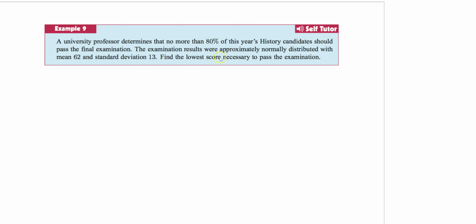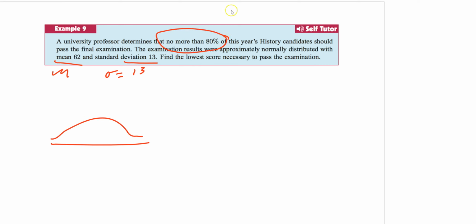So exam results were approximately normally distributed with a mean of 62. That's the average. Standard deviation is 13. We want the lowest score to pass. So right here, it's all about, again, interpreting what that means. No more than 80% of the students should pass.